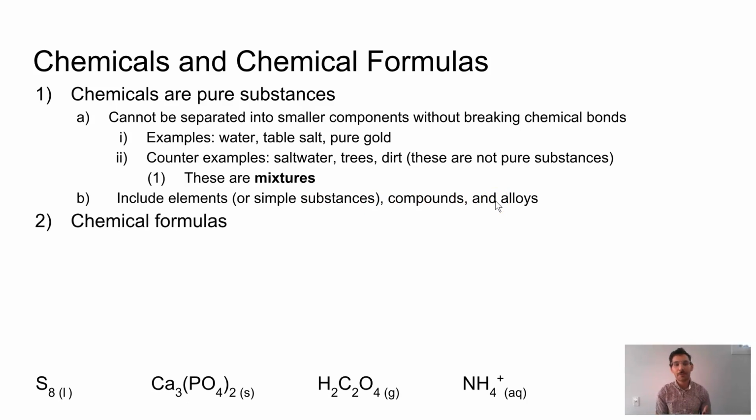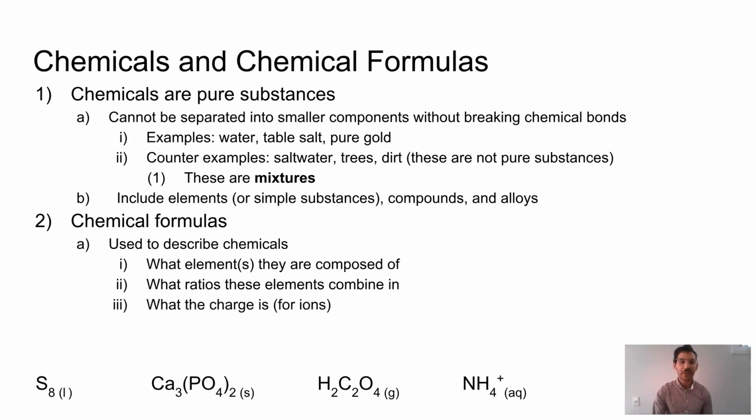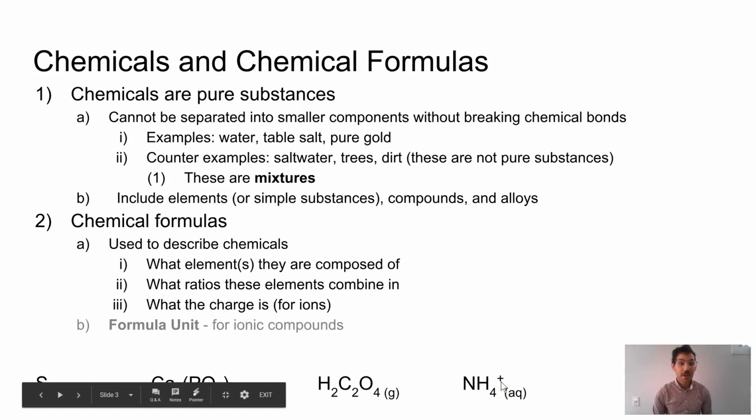So if we're going to talk about chemicals, it's important that we're able to understand those chemical formulas found at the bottom of the screen. So chemical formulas are what we use to describe chemicals or pure substances, and they tell us what elements these pure substances are composed of, and also what ratio elements combine in to form these chemicals, because different chemicals are made up of elements in different ratios. And also they will tell us if there is a charge, like on this one, as we have in ions.